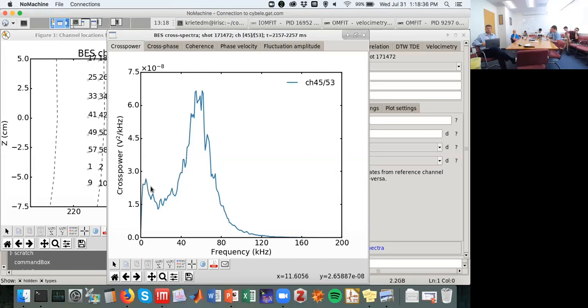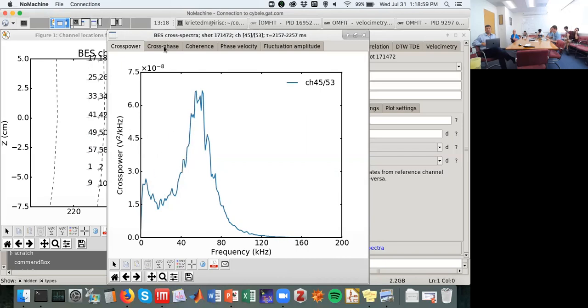So if you look at this power spectrum, you can see the turbulence amplitudes are peaking around, say, 60 kilohertz. You look in the bottom right of the graph down here, you can see as I move my cursor around, it tells you the X and Y value. So I can just look at this and say, okay, peaks around 60 kilohertz. And you also see there's a second peak at lower frequency, somewhere around 5 kilohertz or so.